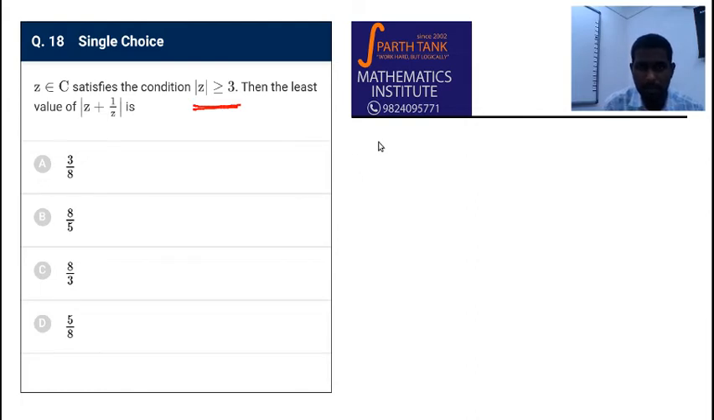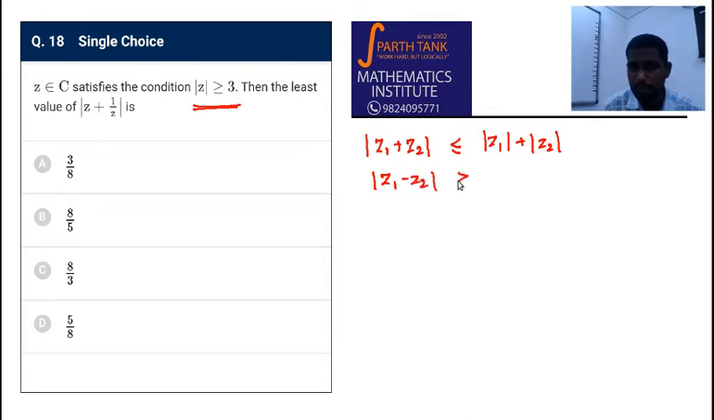Now all these problems which involve minimum values, maximum values are based usually on the triangle inequalities. The first one is mod z1 plus z2 is always less than or equal to mod z1 plus mod z2. Use this whenever you need maximum values for z1 plus z2 and the like. The second one is mod z1 minus z2 is always greater than or equal to mod z1 minus mod z2, within the whole mod. Now use this whenever you need the minimum values, and since the question is least, we will try to make use of this.